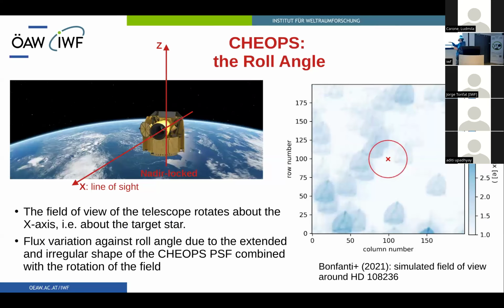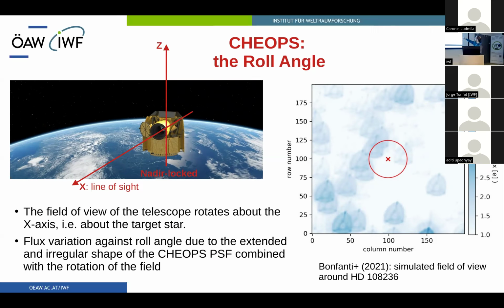And its setup is nadir locked. This means that the bottom of the telescope is always pointing towards the Earth, and there's a reason for that: we need to downlink data, and so it's good that the bottom part of the telescope is always pointing in the same direction. In order to keep this configuration, from an engineering point of view, the telescope needs to rotate along the x-axis, along the line of sight. This produces a rotation in the field of view while CHEOPS is observing. And the rotation along the line of sight produces the roll angle.